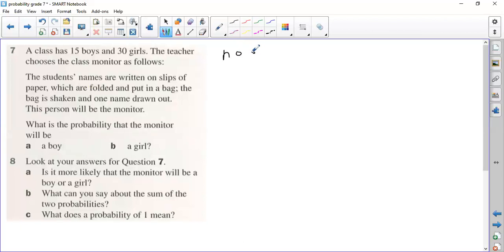which is the number of students in class. So what is the number of students in this class? It will be 15 boys plus 30 girls, which is 45. So all possible outcomes will be 45. To find the probability for having a boy monitor, it will be the number of boys, which is 15, over 45, which can be simplified with 15, and it will be 1/3.